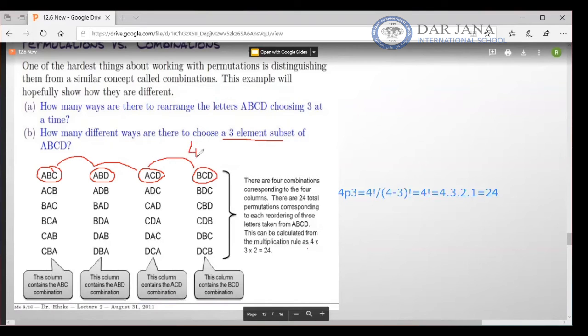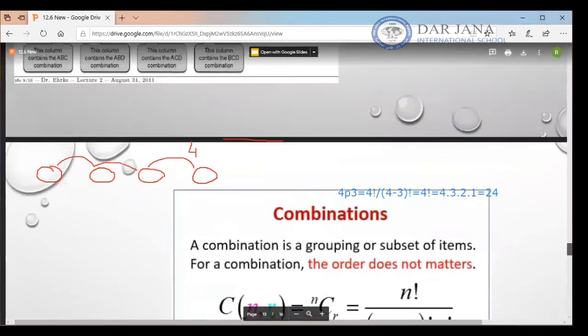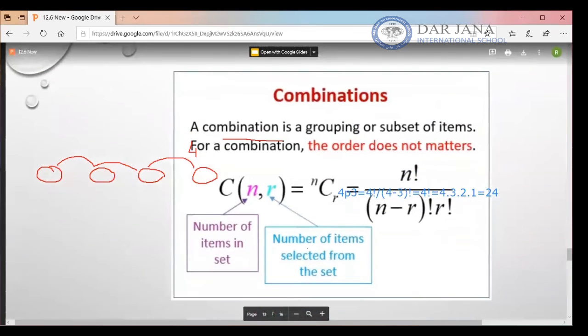Now you're going to tell me, Miss, how are we going to get this number? How are we going to get the 4? There is a formula for it. There's a formula for the combination. We're going to check it here. Let me go down, and this is the formula. Let me first erase the notes that I just wrote for the previous ones. Okay.